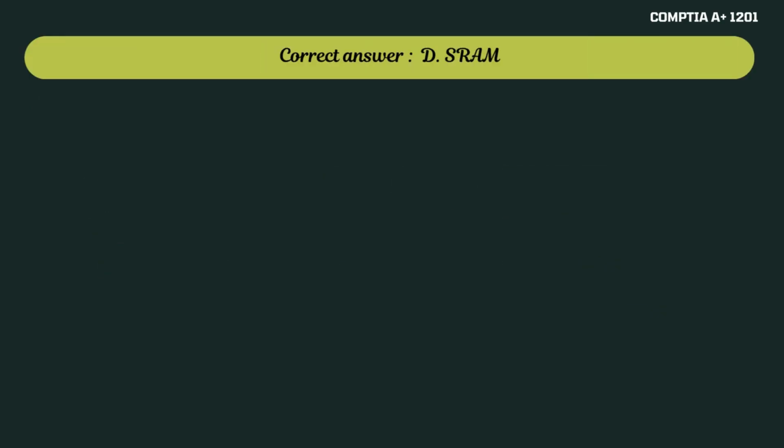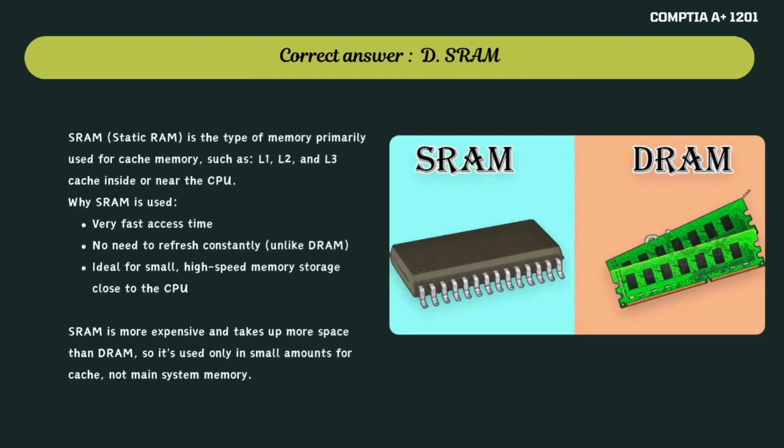Correct answer D. SRAM. SRAM, static RAM, is the type of memory primarily used for cache memory, such as L1, L2, and L3 cache inside or near the CPU. Why SRAM is used? Very fast access time. No need to refresh constantly, unlike DRAM, ideal for small, high-speed memory storage close to the CPU. SRAM is more expensive and takes up more space than DRAM, so it's used only in small amounts for cache, not main system memory.